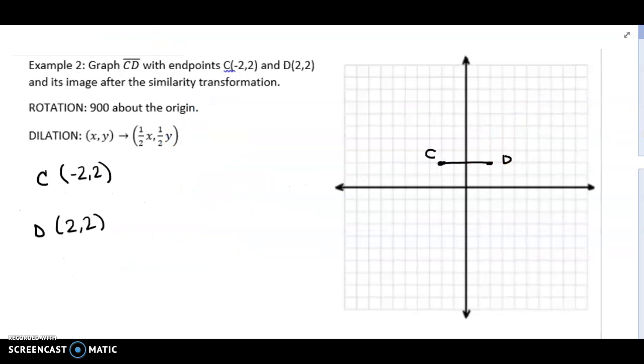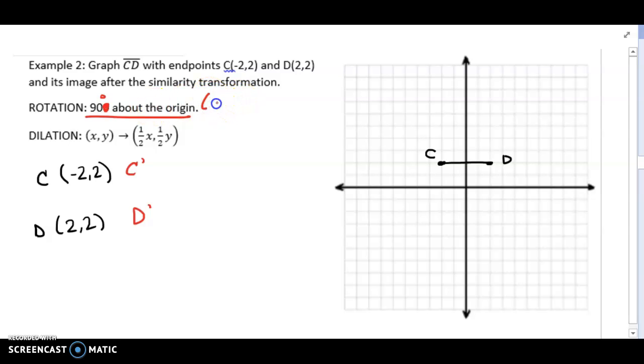Alright, let's look at example 2. This should be a 90 degrees, not a 900 about the origin. So I already have my C and my D, which you should too. I already have it plotted. So I'm going to find my C prime and my D prime, which, as we can see, is a rotation of 90 degrees about the origin. So what we first need to do is go back through your foldable and look to find what is the rule for a rotation of 90 degrees about the origin.